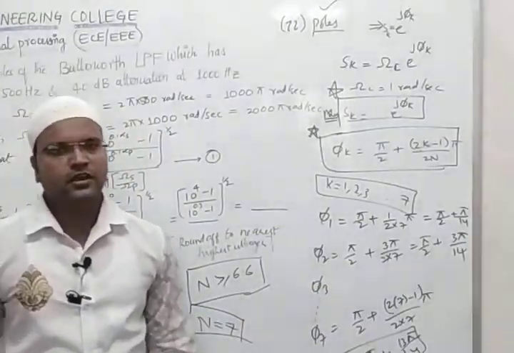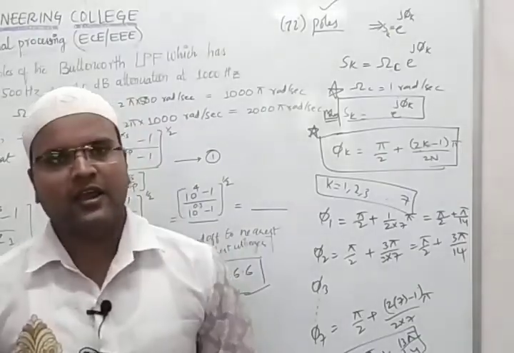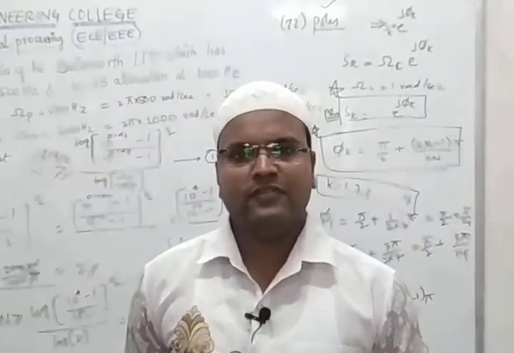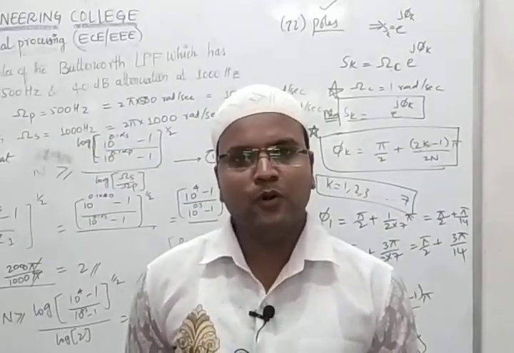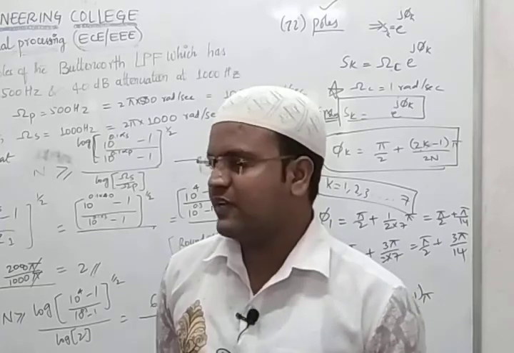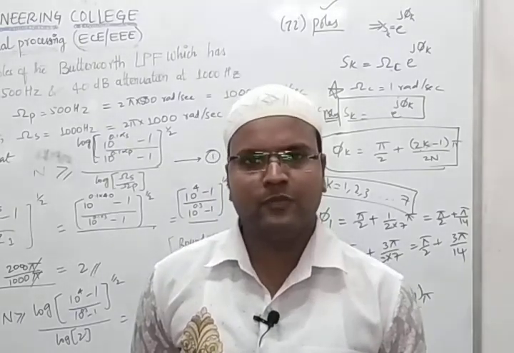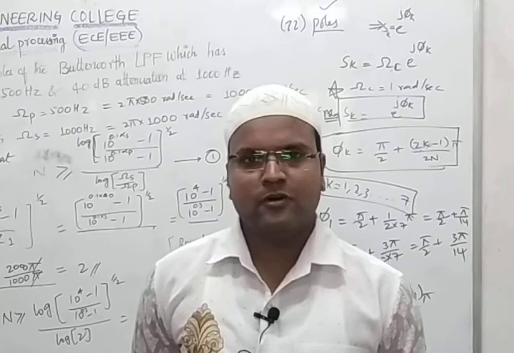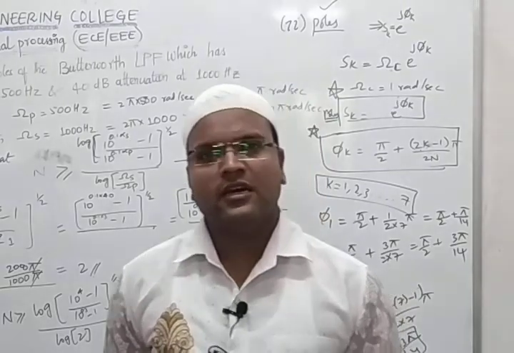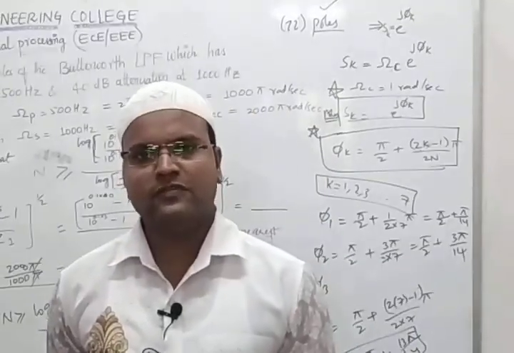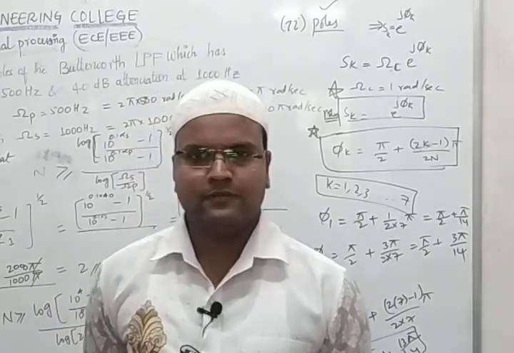So this is the way we got the order of the filter, and we found the phase, which is nothing but the poles. So we found the poles as well as the order of the Butterworth low pass filter. This is about today's class. In the next class we will see completely how to design the transfer function for a given Butterworth filter. Thank you.